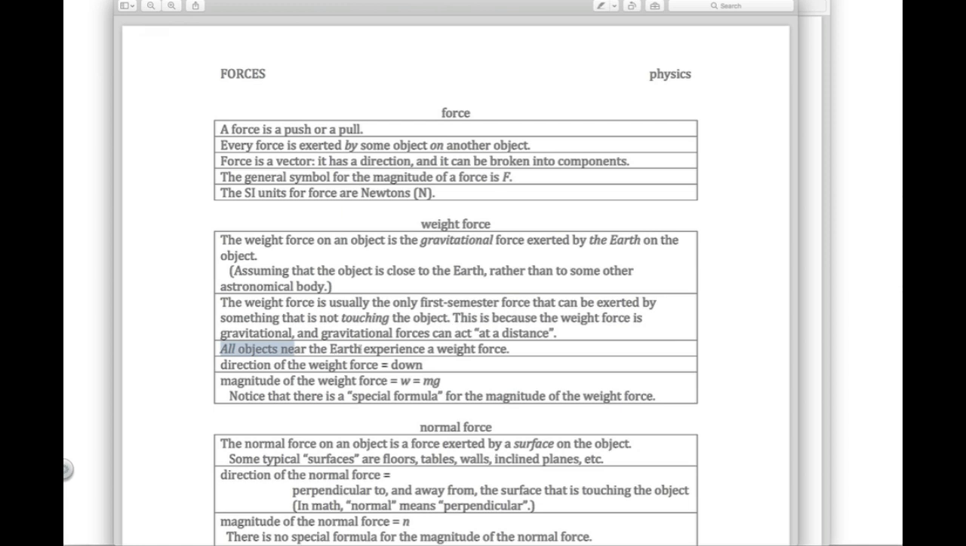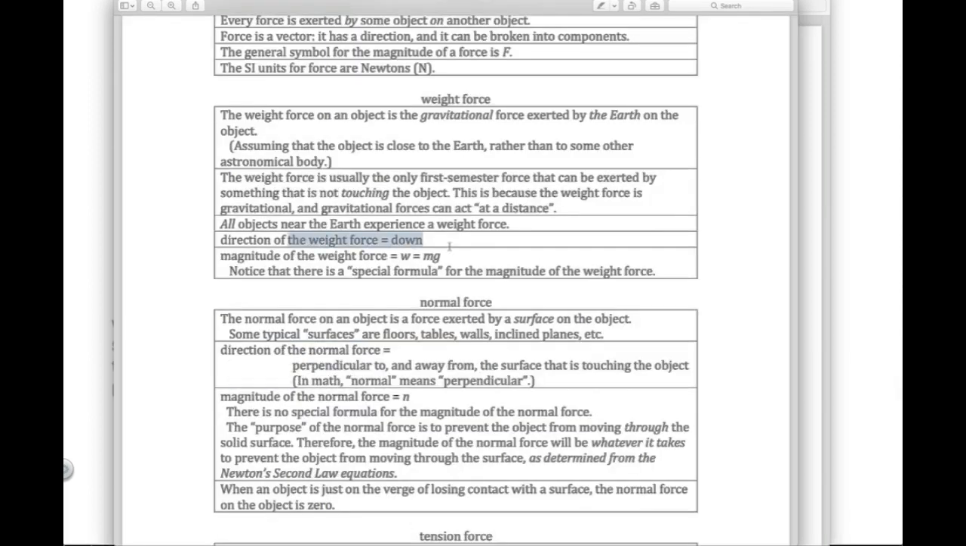All the objects in standard problems experience a weight force. And remember I said there was a simple rule for figuring out the direction of the weight force? Well, I hope that you agree that this rule is simple. The direction of the weight force is down.